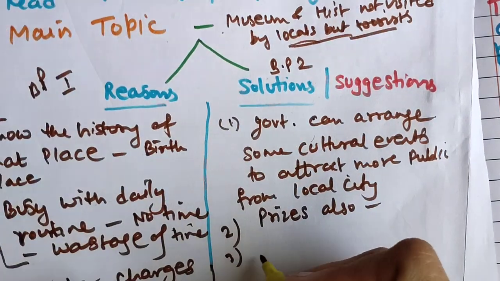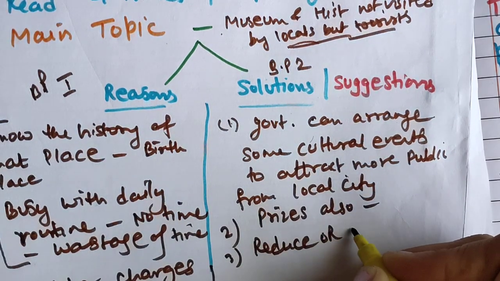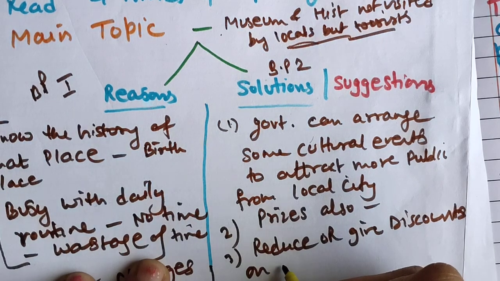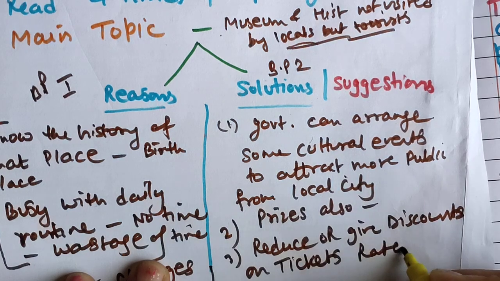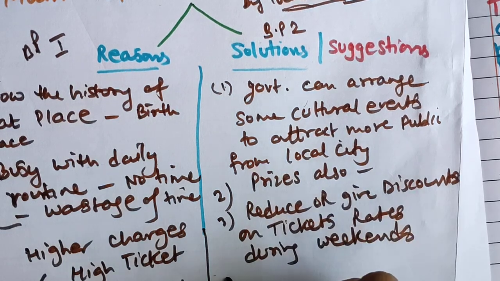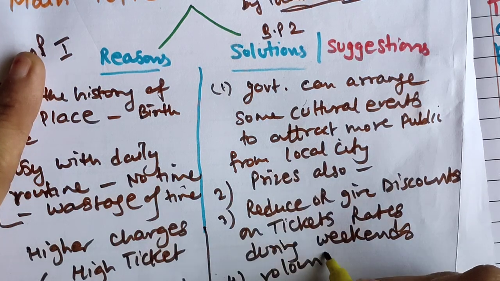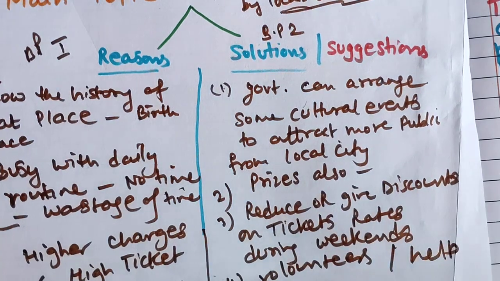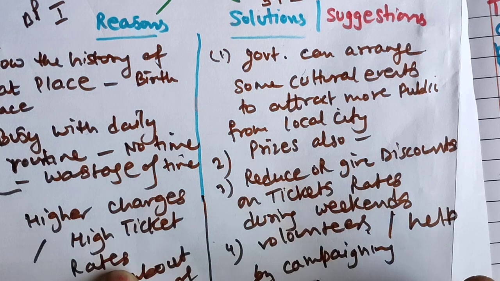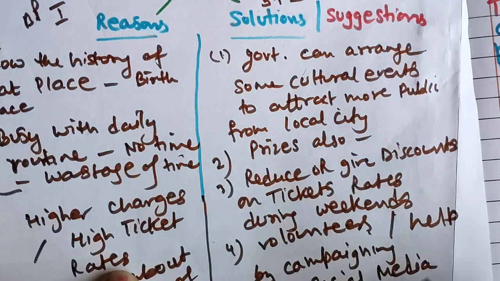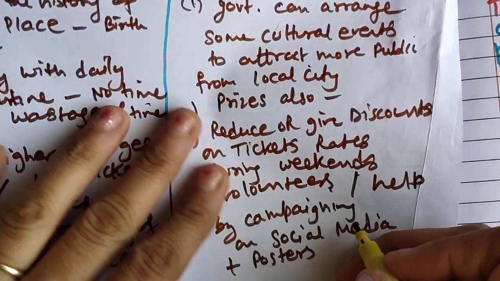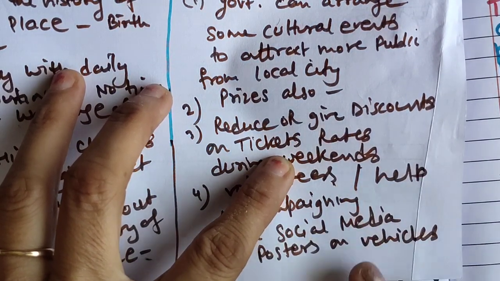Okay, next thing government can do, they can reduce or give discounts on ticket rates during weekends. So just always frame your story like that. Okay, so yeah, volunteers also can help by different campaigning on social media to visit local museums. And plus posters, they can stick posters on vehicles to draw more attention from local folks.